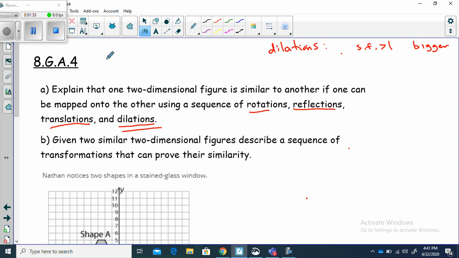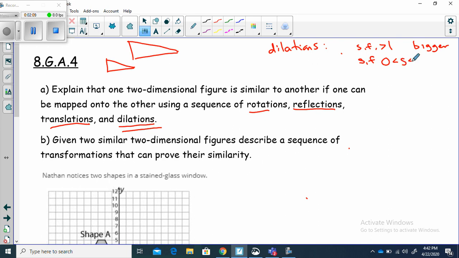But what you will know is that, let's say this is your pre-image, and this is your dilation by a scale factor, say 2. It's going to have the same corresponding angle measures. The sides would be proportional. The figures will be the same shape. But if you're dilating by a scale factor greater than 1, the one you create is going to be bigger.